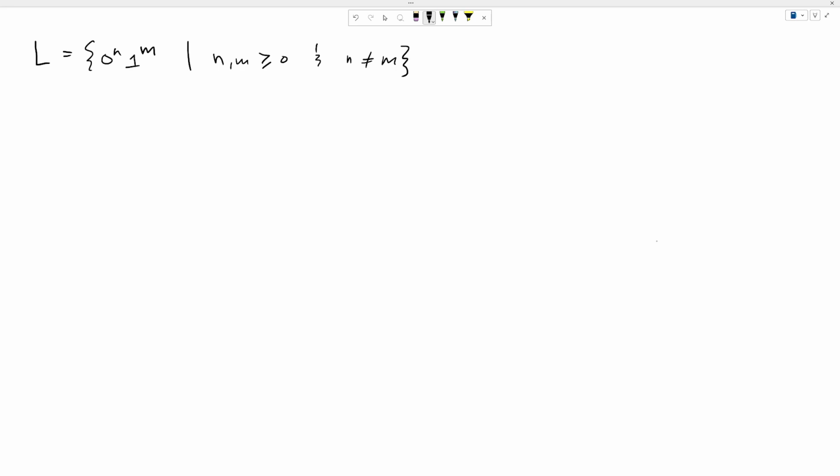So we need to start out, or at least we're going to again start out our pumping lemma argument in the same way. So let's get us started up. So we'll start with our theorem stating that L is not regular.